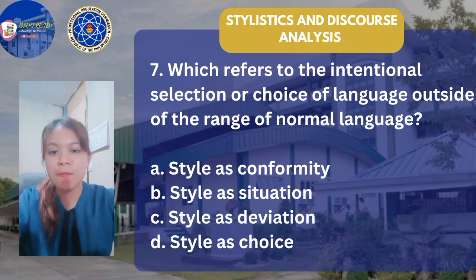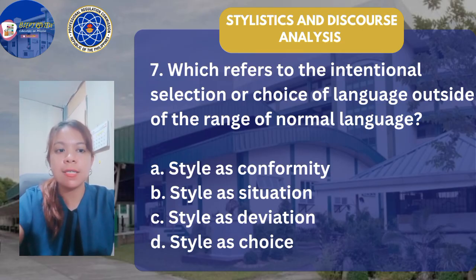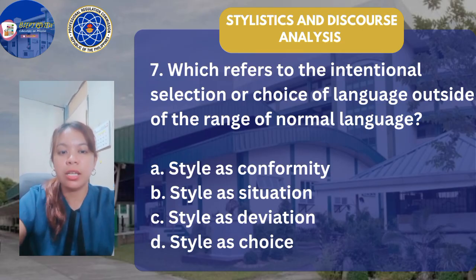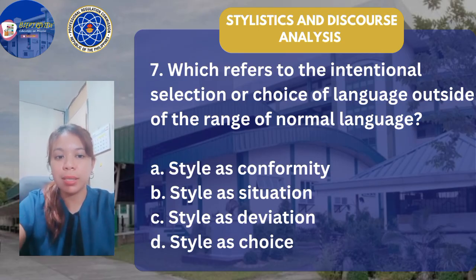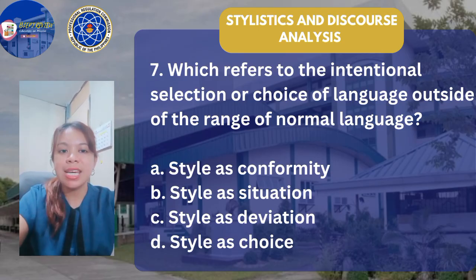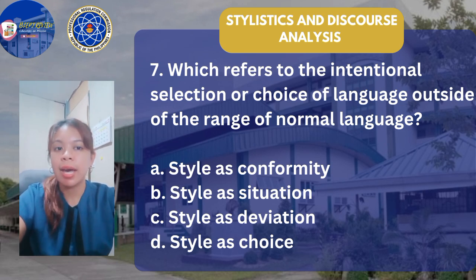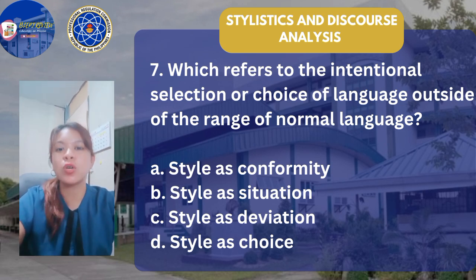Alright, question number 7. Which refers to the intentional selection or choice of language outside of the normal language? We have the letter A, style as conformity. Letter B, style as situation. Letter C, style as deviation. And letter D, style as choice.